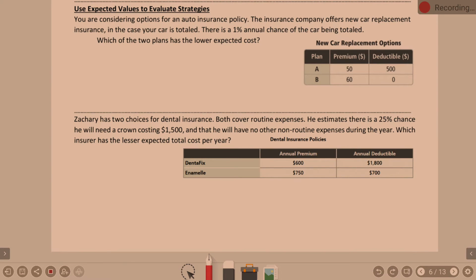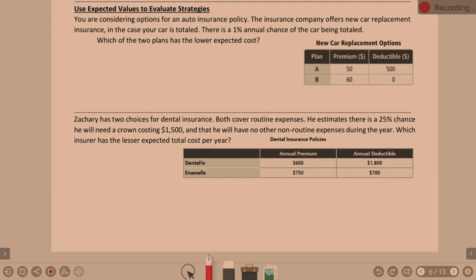In this next section, we're going to use expected value, so the same idea, to evaluate strategies. Both of these are situations where the question is what's the better deal. This first one is car insurance. The other one is dental insurance. So you're considering options for an auto insurance policy. The insurance company offers new car replacement insurance in case your car is totaled. There is a 1% annual chance of the car being totaled. Which of the two plans has the lower expected cost?